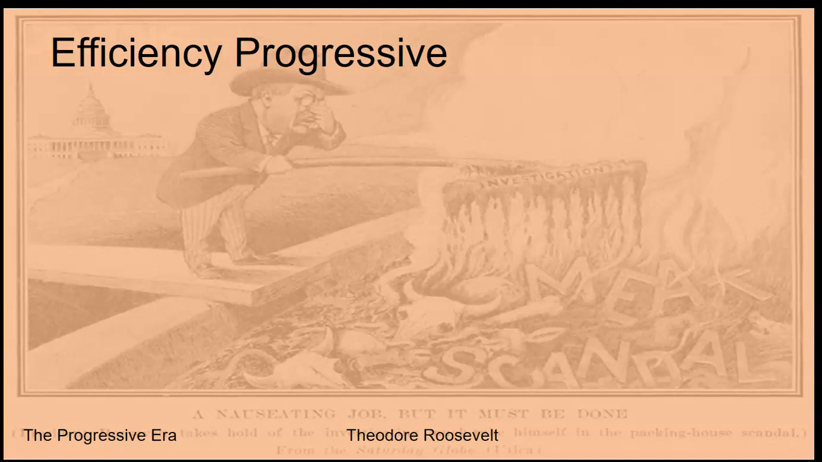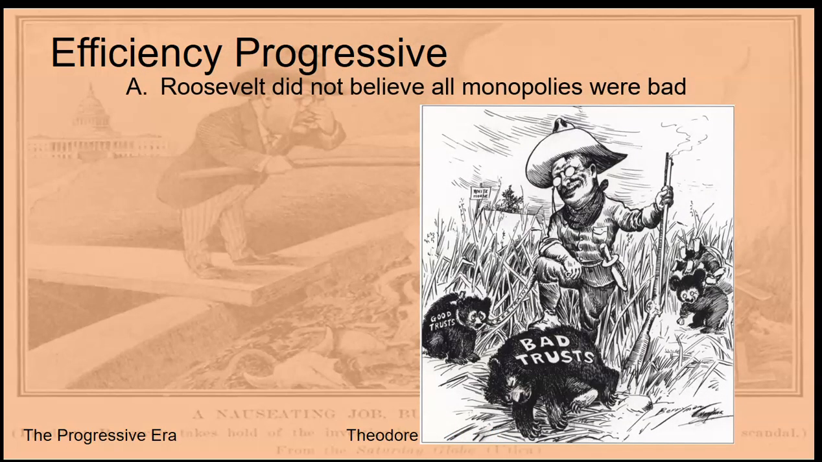Now, Roosevelt is also an efficiency progressive. This may not be something you're familiar with. Efficiency progressives wanted things done the most efficient way possible. And so in this case, Roosevelt and these efficiency progressives don't view every single monopoly as being a bad monopoly. From the cartoon here, Roosevelt the hunter, hunting down the bad trusts and restraining or regulating what they felt were the good trusts.